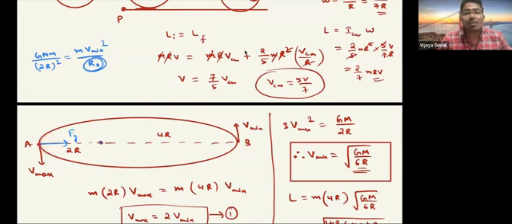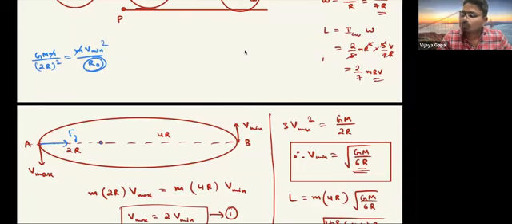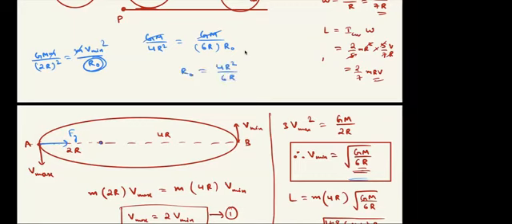Net force towards the center is a centripetal force, which we equate to m v square by r, and you will get the radius of curvature. This m will get cancelled. So when you substitute here, you are going to get the answer. See here, we can verify. GMm by 4r square is equal to m v square by R naught. GM will get cancelled.